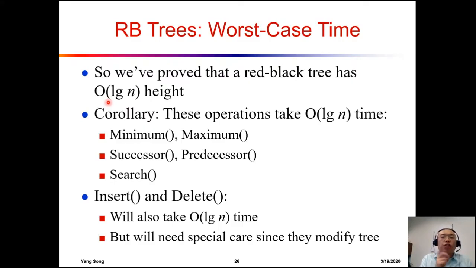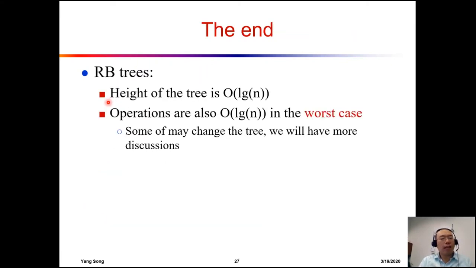However, insertion and deletion may break some of the properties of the red-black tree, so we may have to fix the tree a little bit. But anyhow, it is guaranteed that insertion and deletion can also be done in O(log n) time. So that's the end of this lecture. We have learned the red-black tree, and we have proven that after we enforce all 5 properties of the red-black tree, they will guarantee the height of the tree will be O(log n).